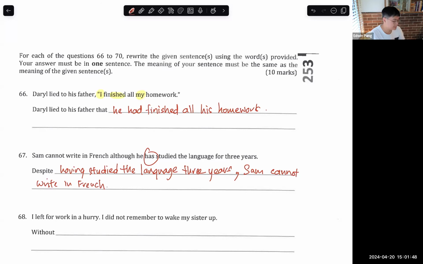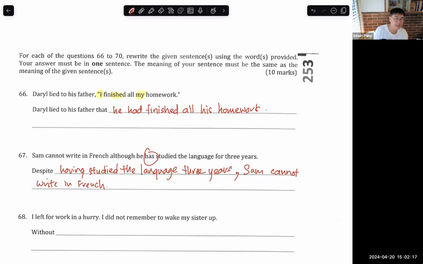Okay, despite having studied. Now, if you want to take the shortcut out, okay, yes, Nicholas will be continuing on to comprehension. If you cannot continue on, you are welcome to leave and then visit the video later, okay? Don't worry about it. So despite the fact that, you can use that: despite the fact that he has studied the language for 3 years, Sam cannot write in French is also acceptable, right?